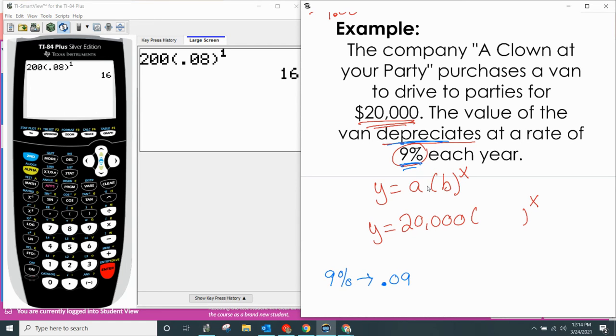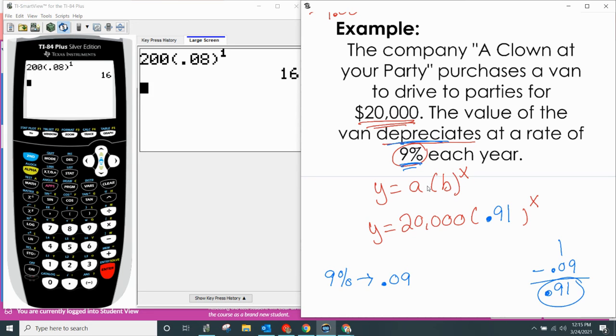But if I go, okay, well, if it's losing 9% each year, if it was worth 100% the year you bought it, the next year it's losing 9% a year, well, what's 1 minus 9%? Should be 0.91. That makes sense, right? It's worth 100% when you first buy the thing. And then after 1 year, it's already lost 9% of its value. So it only has 91% of its value left. So that's the number that we need to put in for our base here. 0.91. So that's our rate.